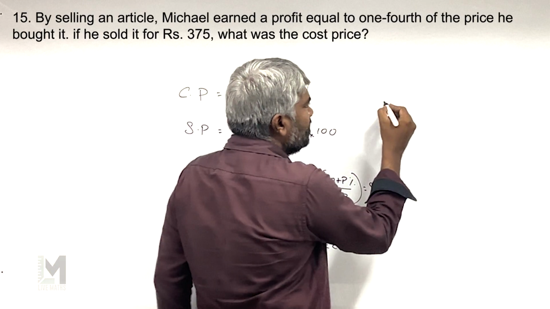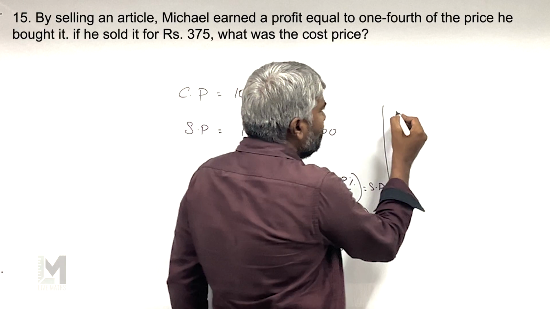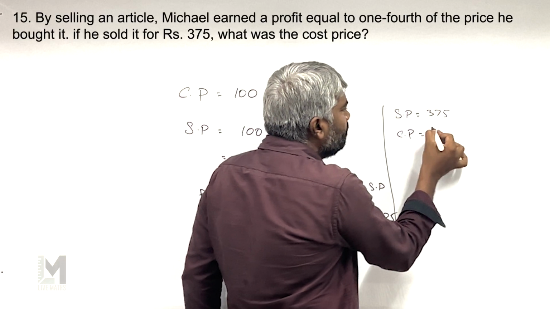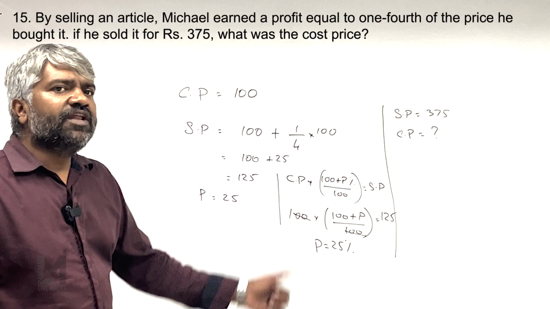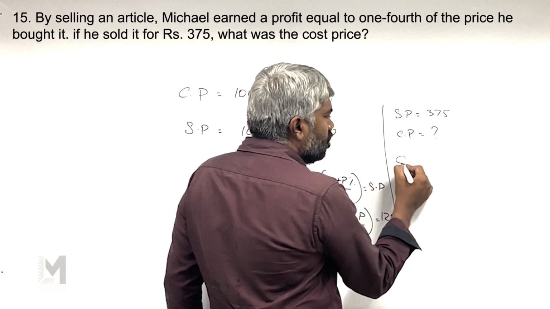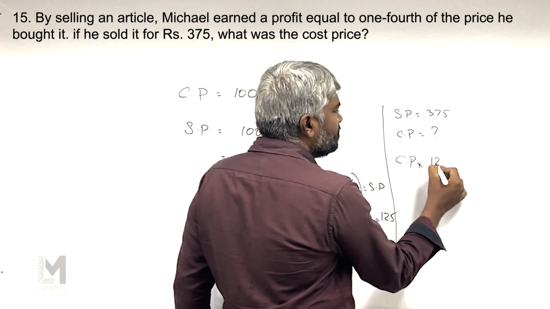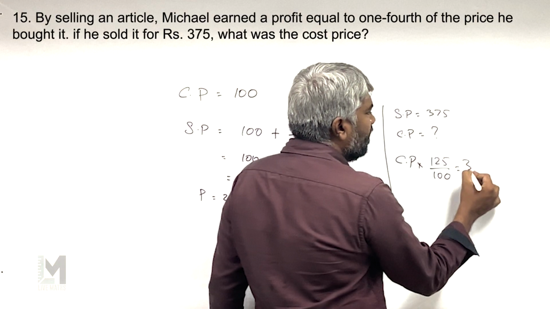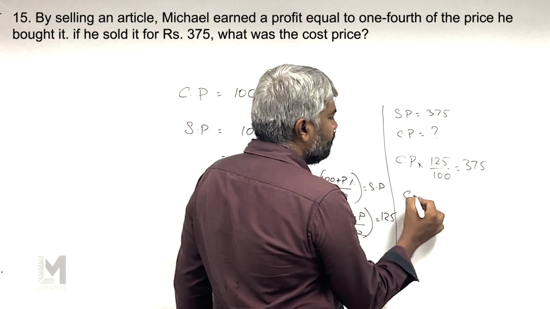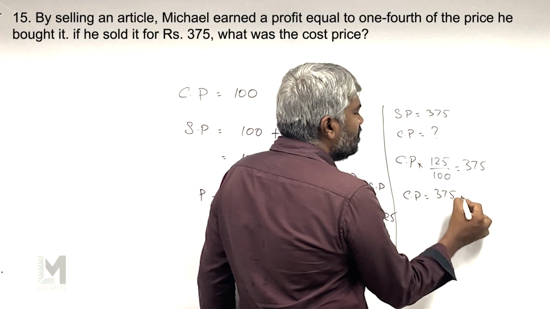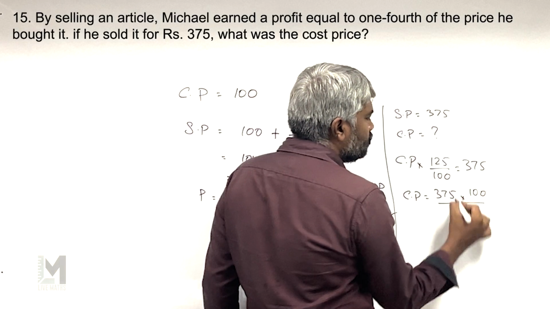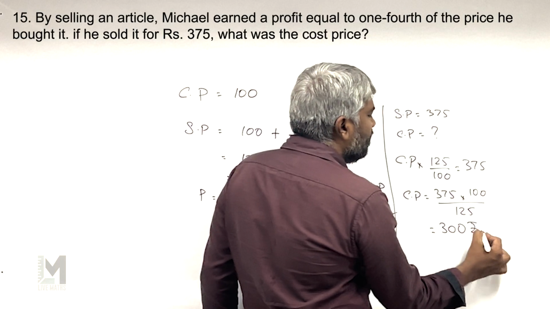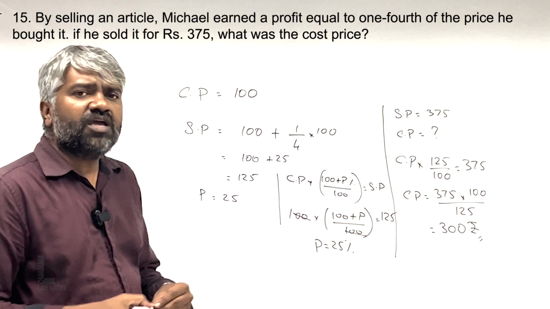Now the next question is, such a type of product when it is sold at 375 rupees, we need to find the cost price. Right? So we will use the normal formula. Cost price into profit is 25%. Therefore, cost price into 125 by 100 equals 375. Just cross multiply these two data. You will get cost price equal to 300 rupees. So this is the cost price of the product.